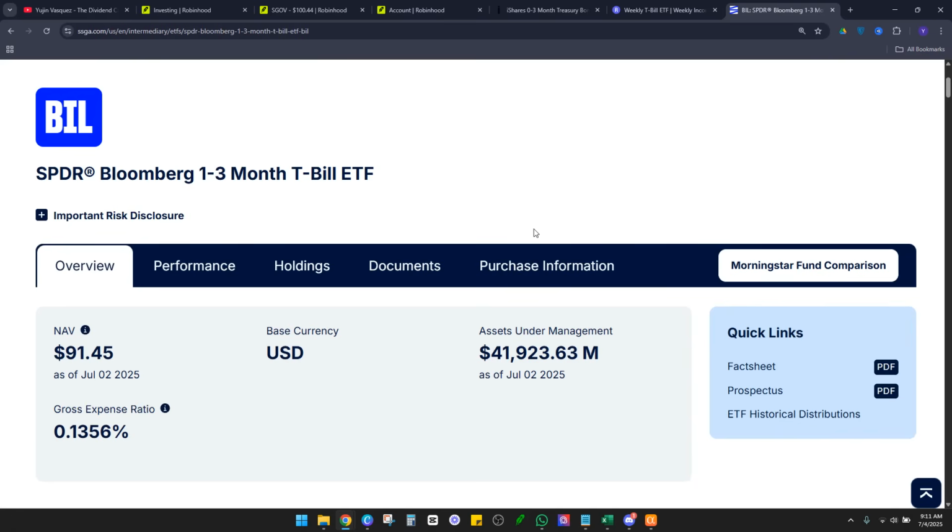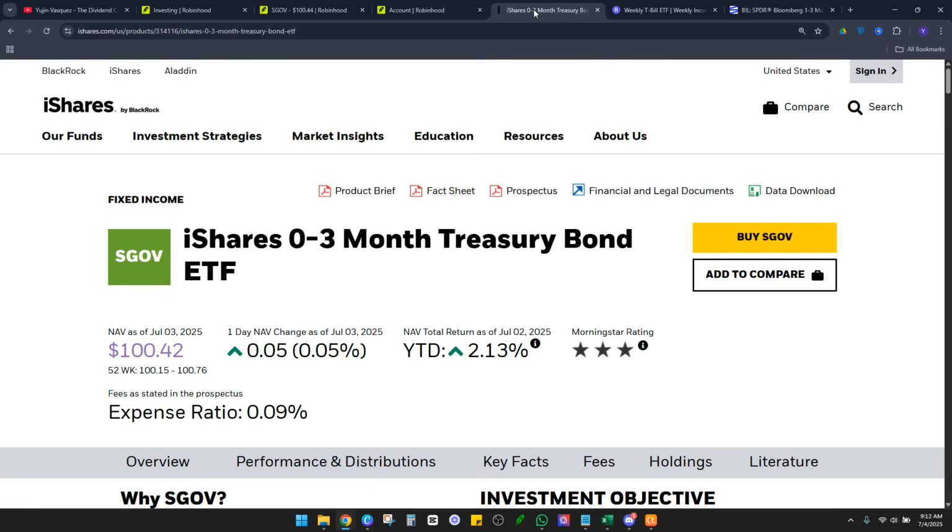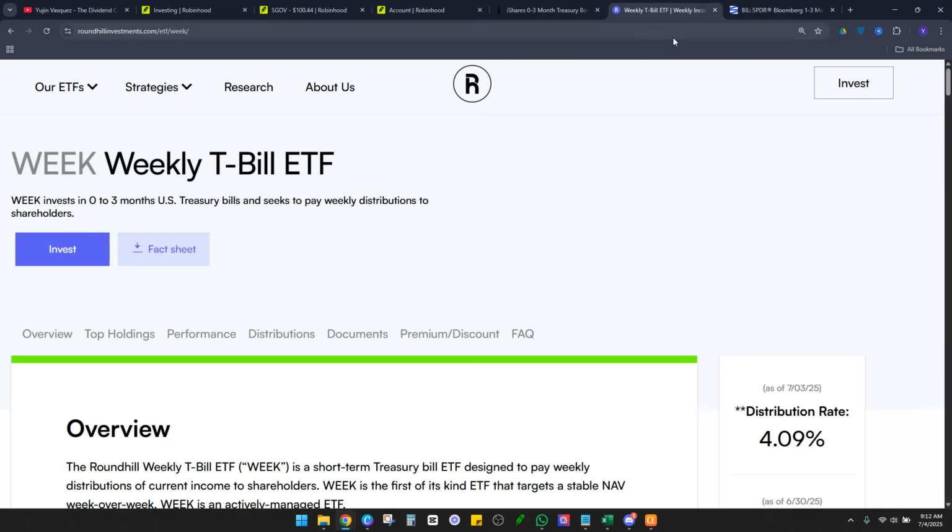And then of course you have SPDR's bill ETF, right? This is also a 1 to 3 month T-bill. And again, the expense ratio is just slightly a little higher, but these all pay about the same yield. All right. There's really not that much difference between them, aside from WEEK being able to pay you every other week. All right. But it's not going to be paying you every other week at a 4%. All right. This is a 4% when annualized. So just keep that in the back of your mind.